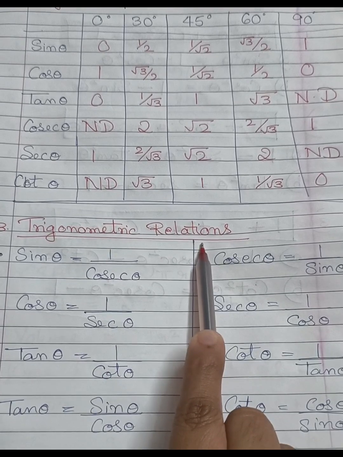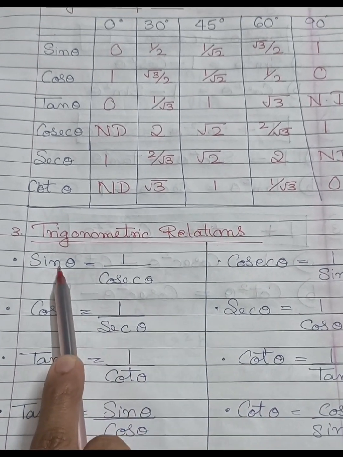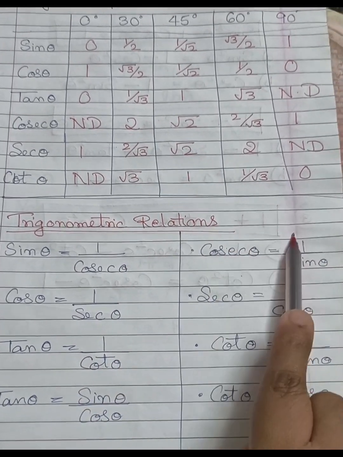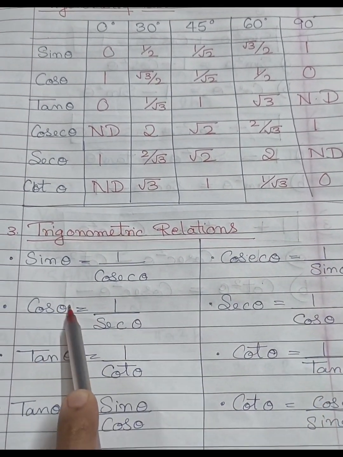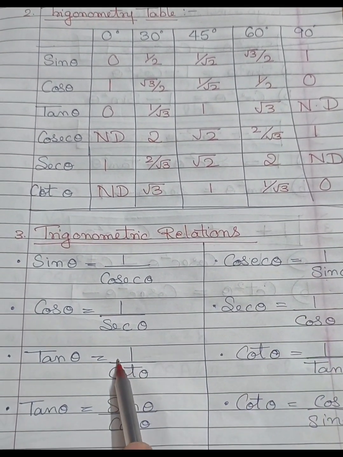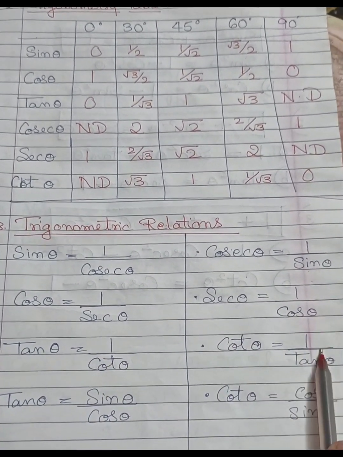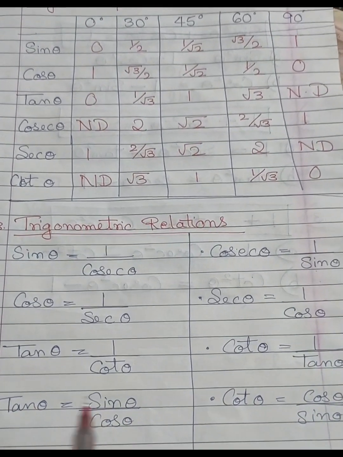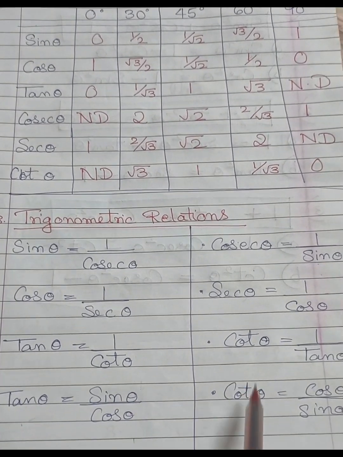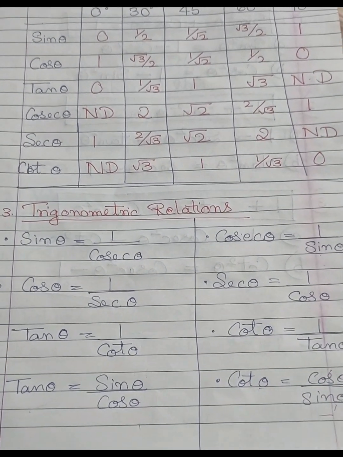Then you have trigonometric relations, where I just mentioned sin is opposite of cosec, cosec is opposite of sin, cos is opposite of sec, sec is opposite of cos, tan is opposite of cot, cot is opposite of tan. And one more formula is there for tan, which is sin upon cos, and cot will be cos upon sin.